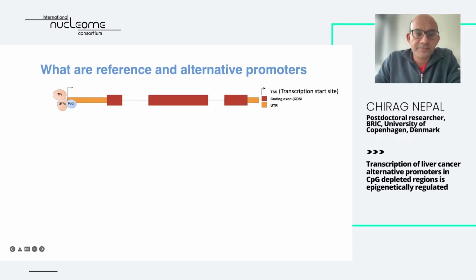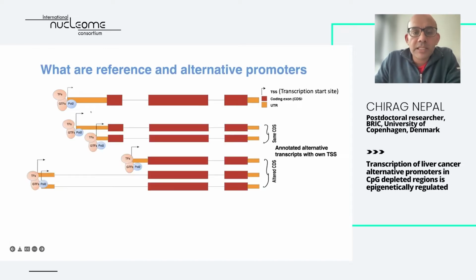transcription factors bind. But when we look at the Ensembl or RefSeq database, we can find a gene can have multiple transcripts, and these transcripts are driven by their own promoters. As you can see here, the different transcripts are driven by different promoters. What we use here is that the gene or the transcript with the highest expression is used as the reference promoter, and the other promoters are defined as the alternative promoters.